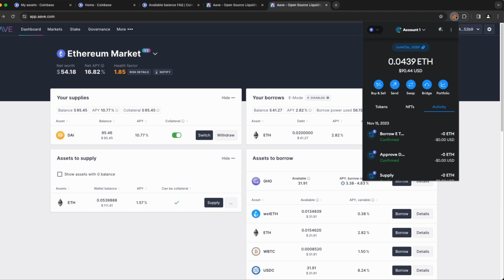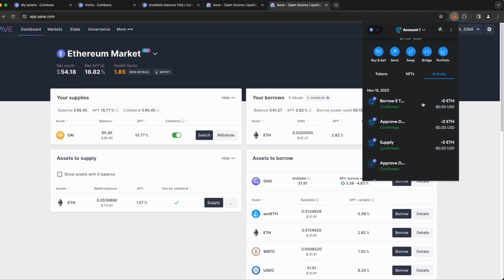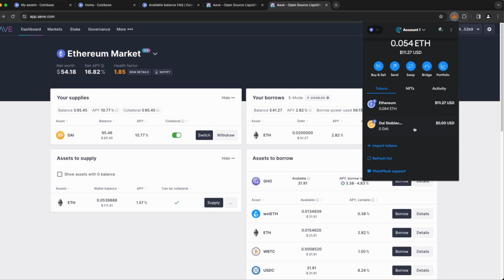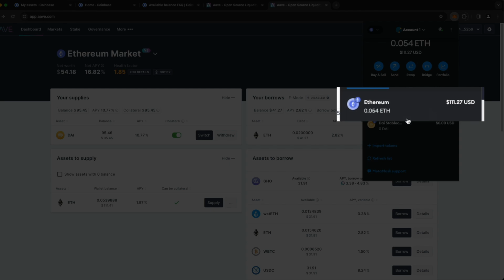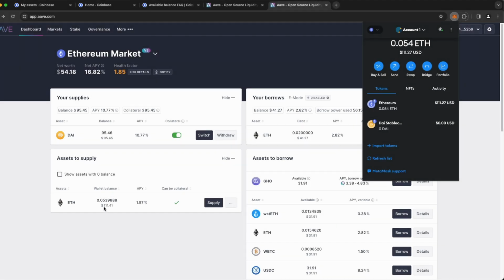Let's go ahead and see. Here we go. Activity, we borrowed. Let's look at our tokens. You can see that if we refresh our list here, our account balance is up to $110. If you remember, it went down to below $90 when we paid the transaction fees. We borrowed this, and these funds are in our wallet now. So that is kind of cool.